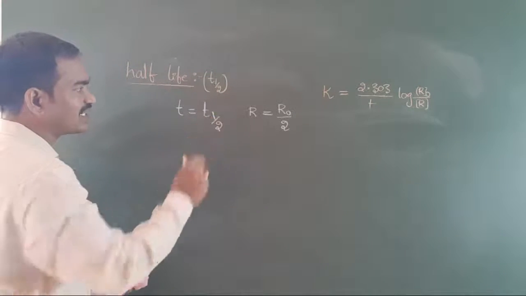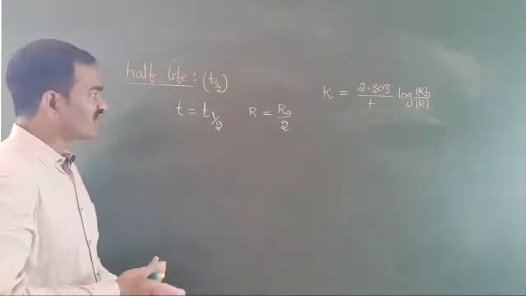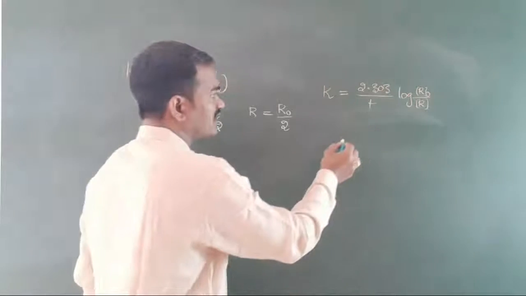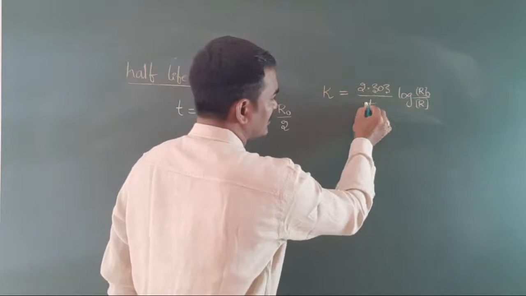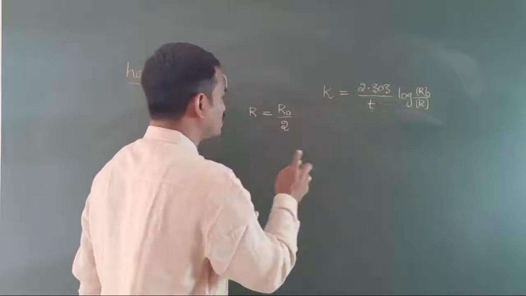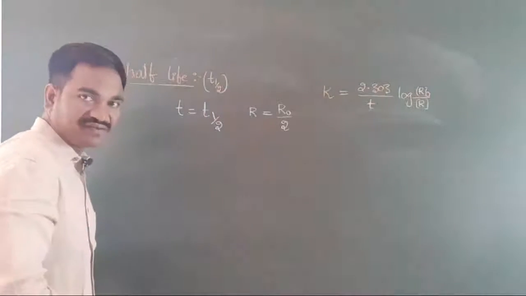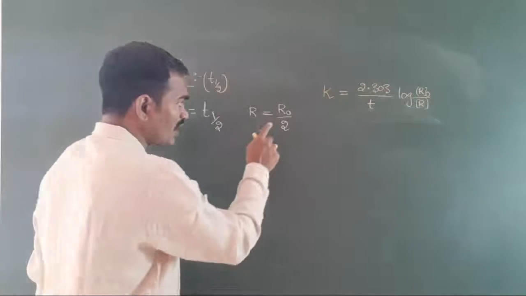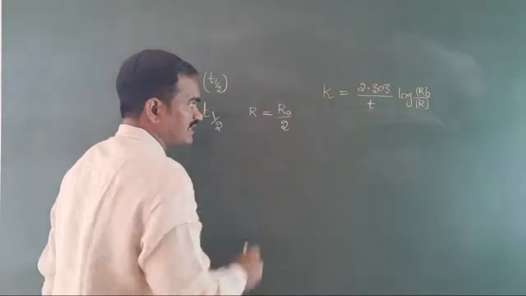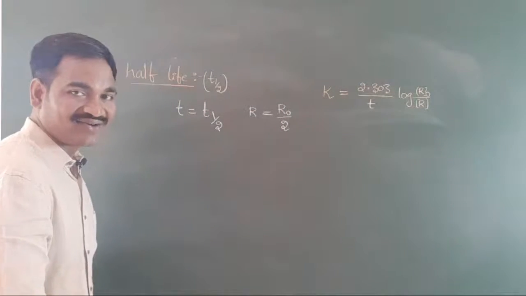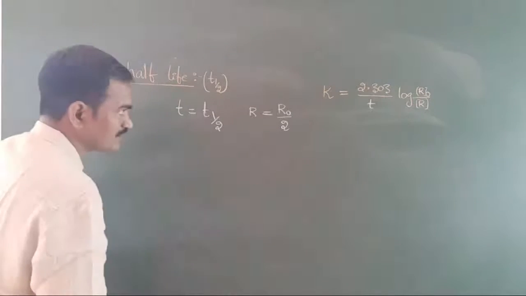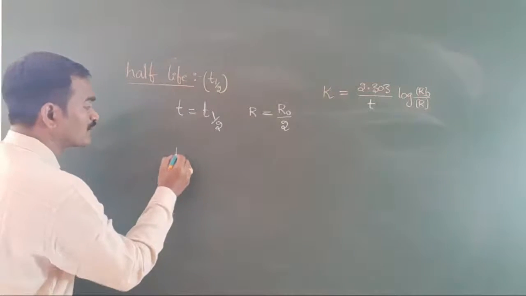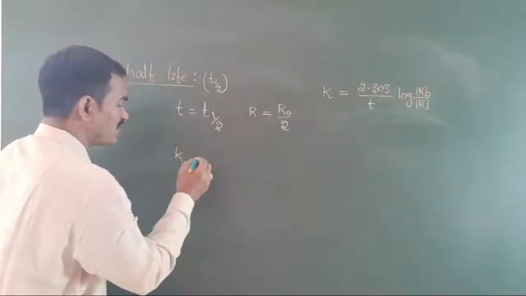So according to our concept, now take that half-life into our first order integrated equation. In the first order integrated equation, here t is there. In the t place, what do we have to substitute? t is equal to t half, half-life. Whenever t is equal to t half, what will happen here? R becomes R naught by 2. R is equal to R naught by 2. So now I am going to substitute these values in this form.